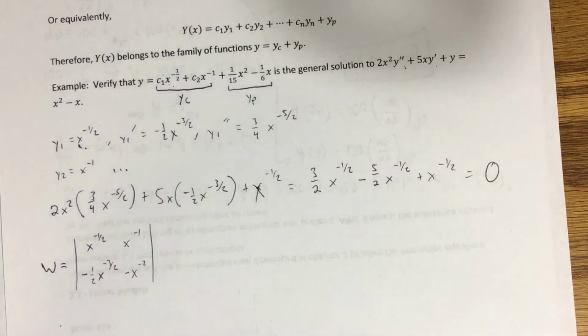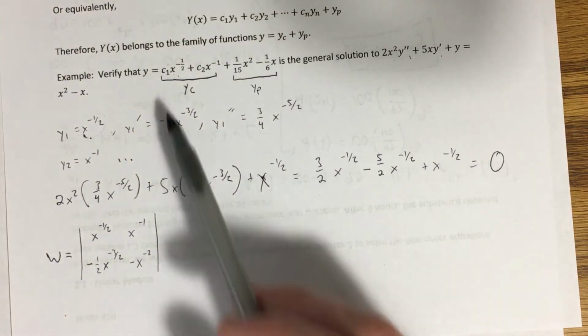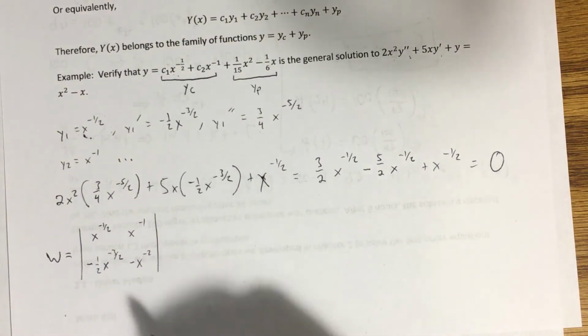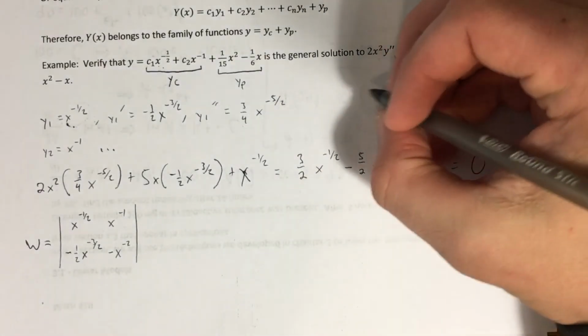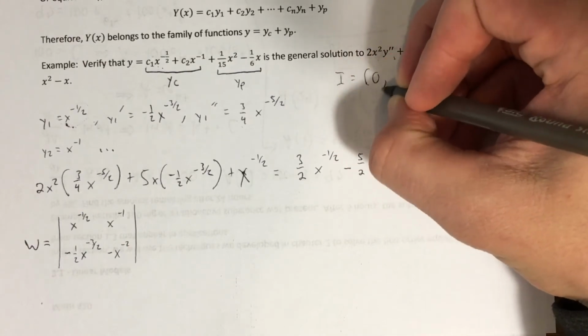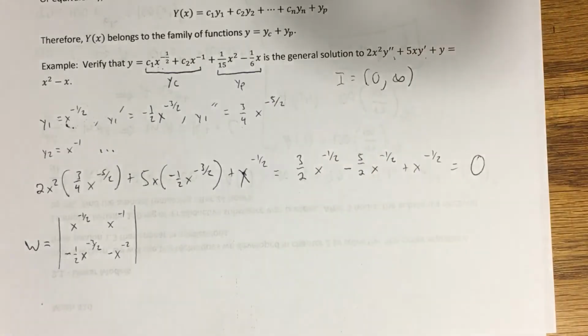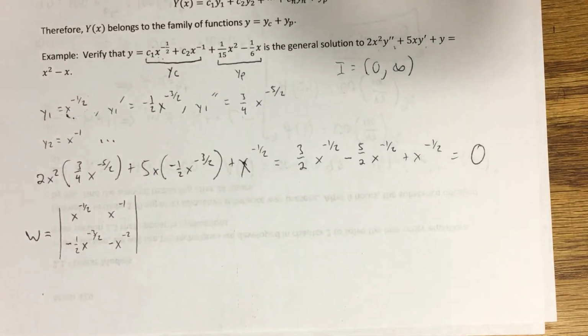Okay, now notice that these functions here are not defined at 0, right? The x to the negative 1/2, x to the negative 1, neither of those are defined at 0. So my interval of validity that I'd be working in here cannot be all real numbers. However, my interval I could be the interval from 0 to infinity. That's a possible interval of validity that I could use here. And the point of mentioning that is that my Wronskian, notice I didn't say W of the arguments here. Sometimes we just say W just for short.